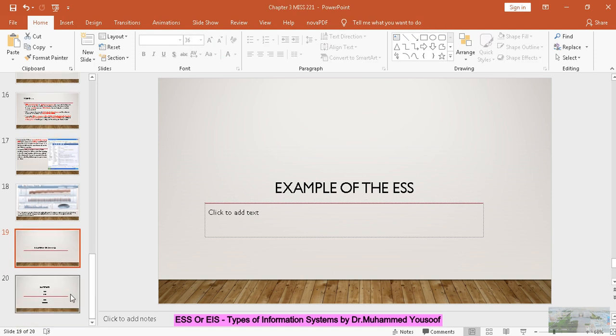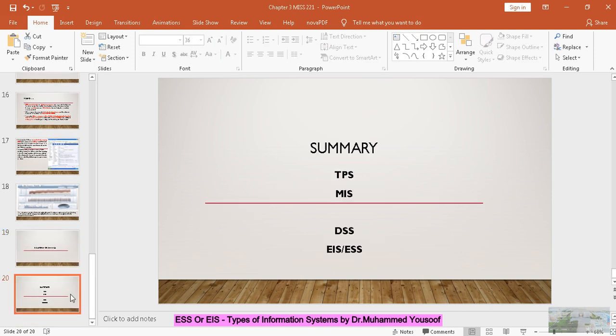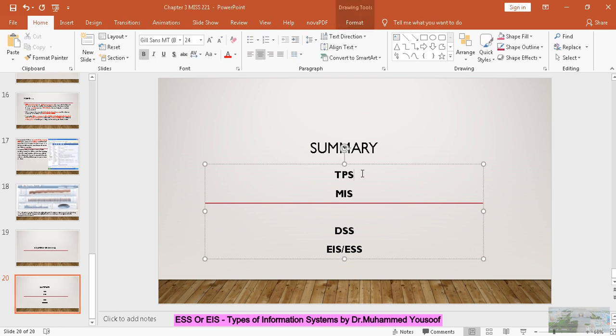Okay. So now the summary of this chapter. We have seen that there are 4 types of information system. First one is TPS. It is called transaction processing system. This is used by the lower level management or by the workers. It records the transactions between the organization and the customer or the client.